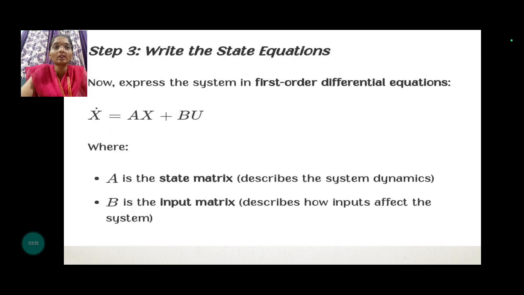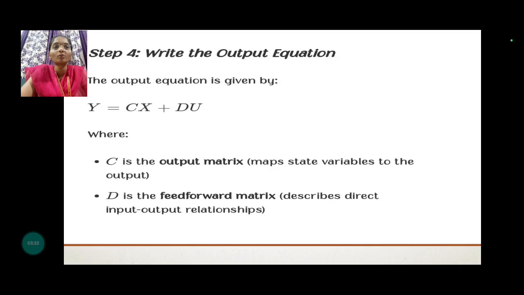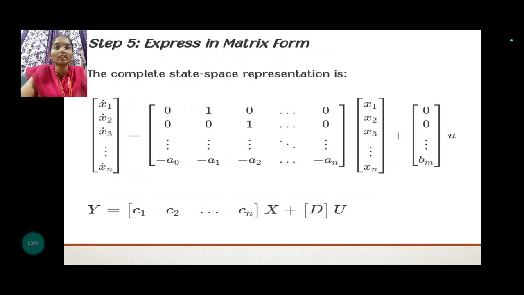Step 3: write the state equations. Now express the system in first order differential equations: x dot is equal to Ax plus Bu, where A is the state matrix, which describes the system dynamics, and B is the input matrix, which describes how inputs affect the system. Step 4: write the output equation. The output equation is given by y is equal to Cx plus Du, where C is the output matrix, which maps state variables to the output, and D is the feed forward matrix, which describes direct input-output relations.